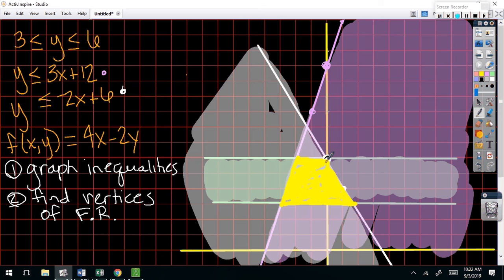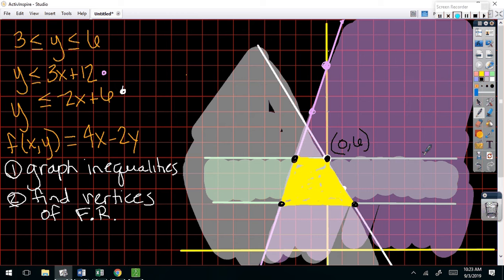This point's easy, yes? What is that? 0, 6. That's one of my constraints. Not bad, right? Now the other ones are not hard, they're just a little bit harder. Since I can't tell exactly by my graph where they're occurring, I can tell where I think they are, but here's what I'm going to do.